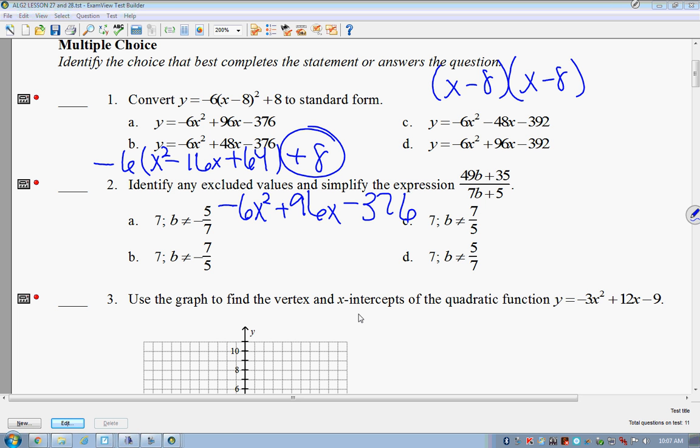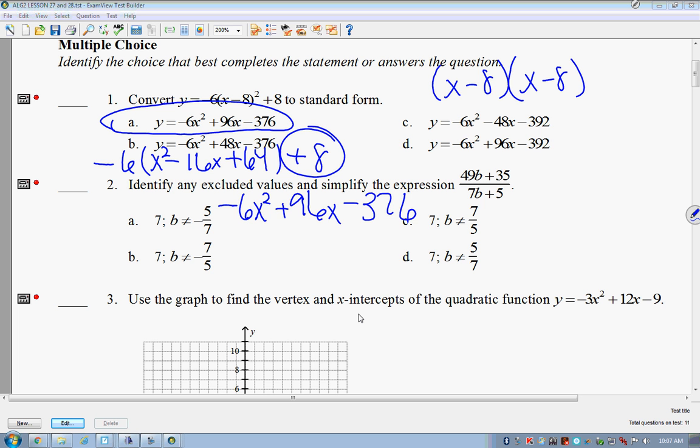Okay, so the standard form of the equation is this guy right here, right? So when converting from vertex form, first FOIL, then distribute if necessary, then add or subtract whatever's left. Okay?